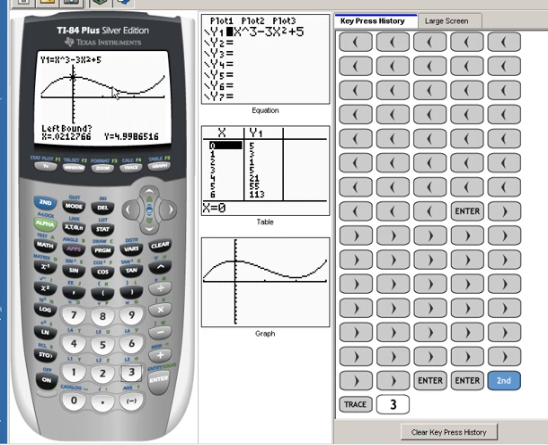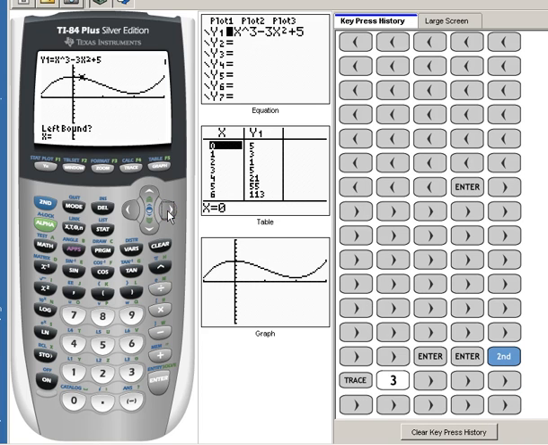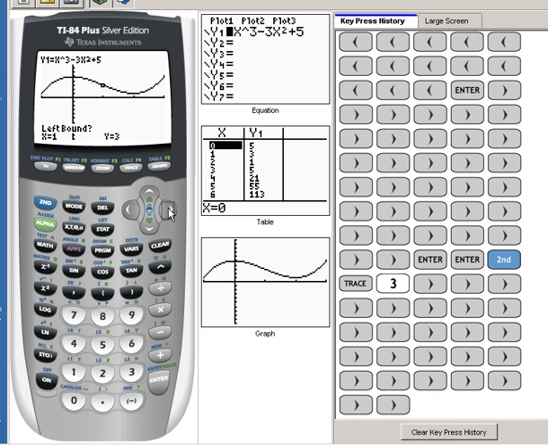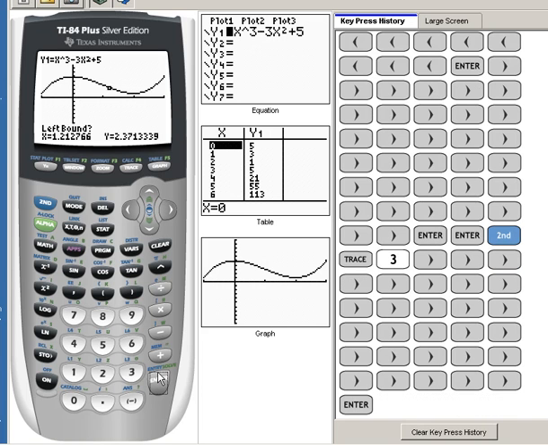For the left bound, we want to be well over here on the left-hand side of where we think that minimum is. So I'm going to move my cursor over until I'm pretty close to where I think would be good, and you may be out a little bit further than me. That's okay, just don't get too close. So now I'm going to hit enter, and it put the little triangle up there.